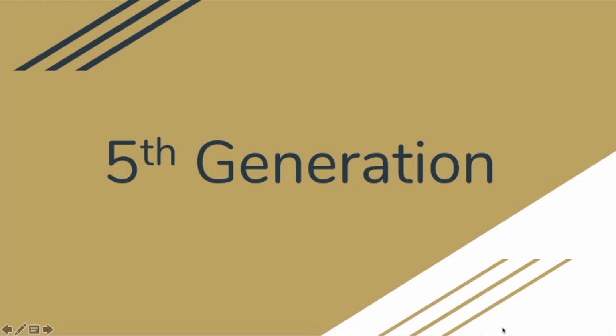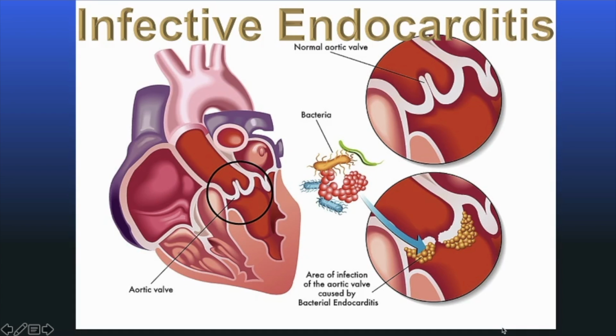All right, so let's move on to our fifth generation cephalosporins. Before we go there, let's talk a little bit about infective endocarditis, and at the end it'll all make sense. To the left is a cross section of the heart, and the circle marks the aortic valve. I can tell because this is the left ventricle; blood goes through the valve and into the aorta and subsequently to the rest of the body. Here's a close-up of what the valve should look like. Very clean.